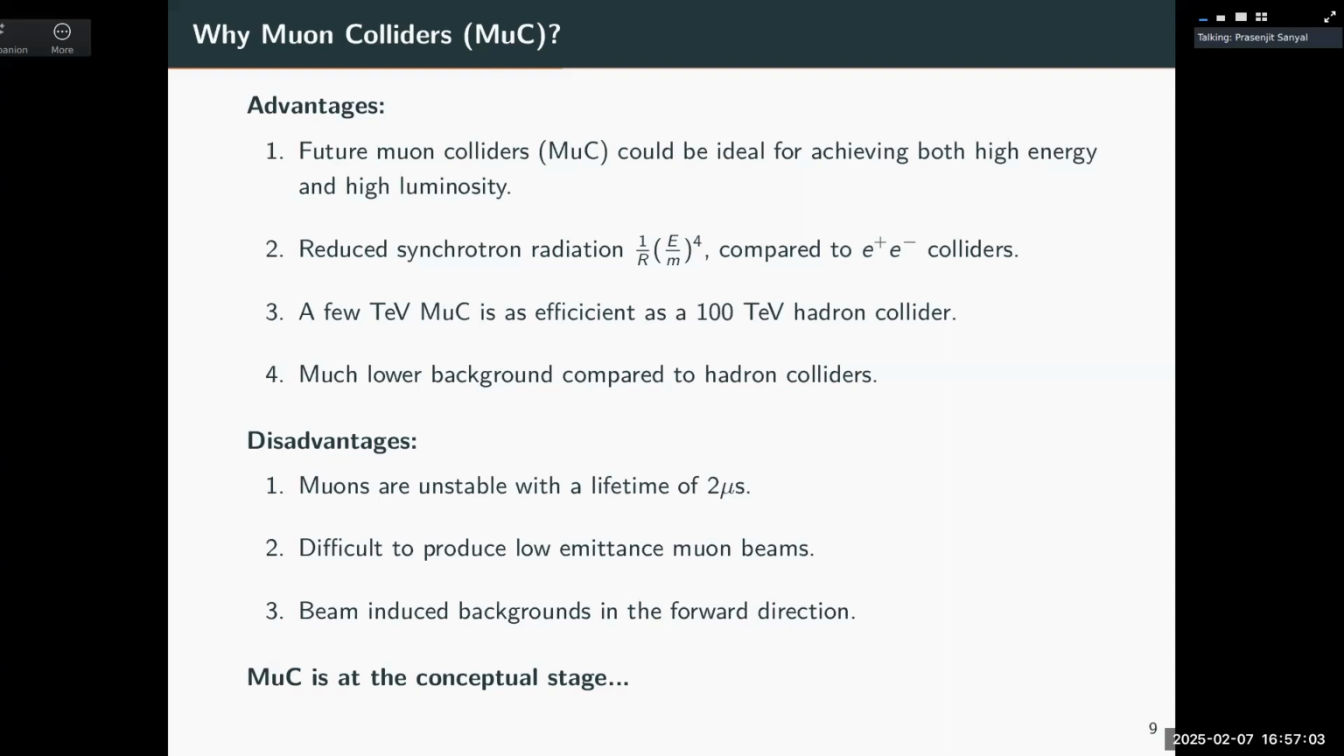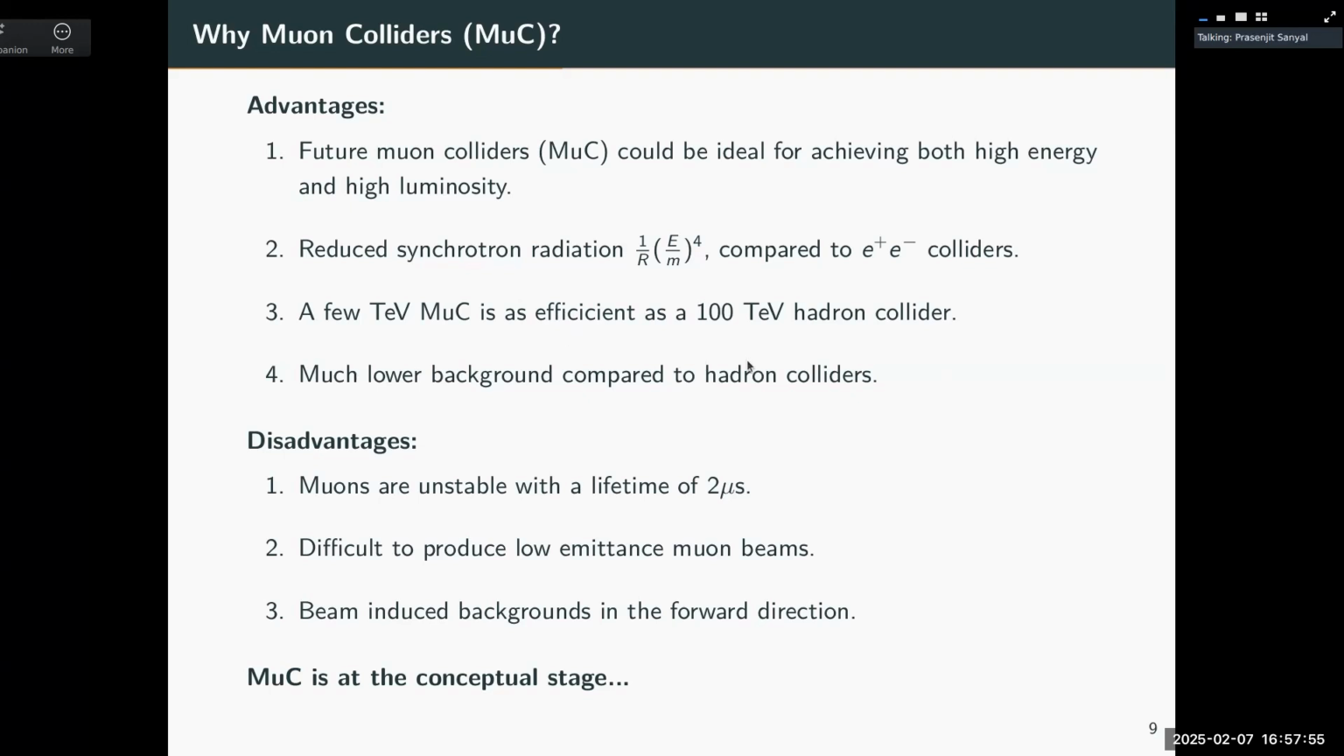So let's discuss why we talk about muon colliders so much these days. There are some advantages of going to muon colliders. The main advantage is that we can have high energy as well as high luminosity. This is because of the reduced synchrotron radiation compared to electron colliders, because muons are about 200 times heavier than electrons. So in a standard ring, we can produce large energy. At the same time, since muon is an elementary particle compared to hadrons, a few TeV muon collider is as good as 100 TeV hadron colliders. And it also has much less background compared to hadron colliders.